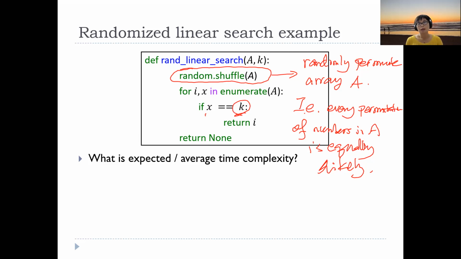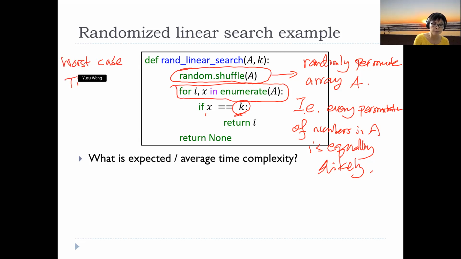Before we talk about the expected case, what is the worst case? No matter how you permute the array, in the worst case I'm just unlucky, and the key I'm looking for happens to be the last one in the array, which means we have to go through the entire for loop for n iterations. So the worst case time remains Θ(n), because I have to go through every element in A to see whether K is inside or not. So that doesn't change. That's the first thing.